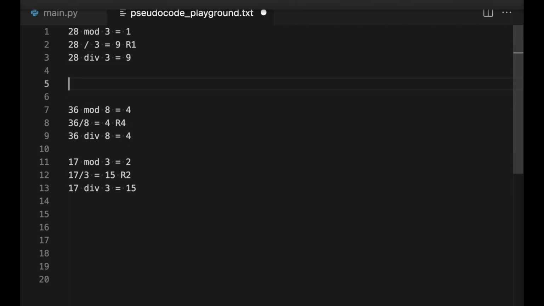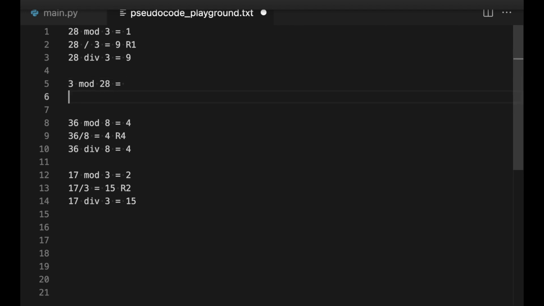However, if you do have something like 3 mod 28, then if you think about division, like 3 divided by 28, if you think about long division, right, this is going to be 0 remainder 3. 3 does not go into 28 any number of times. So that means that in this case, your answer is just going to be 3. Okay. So in the very specific case in which you do have a smaller number mod a larger number, you're just going to get whatever that smaller number was on the left side.